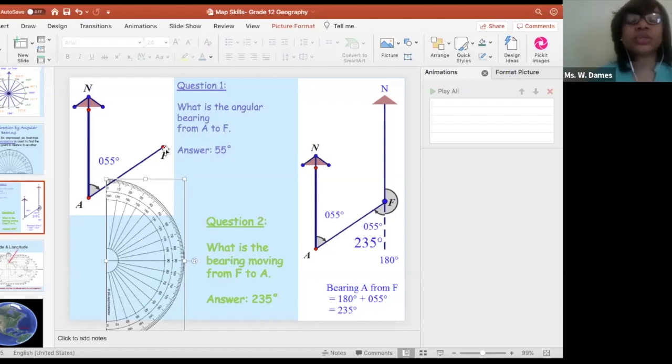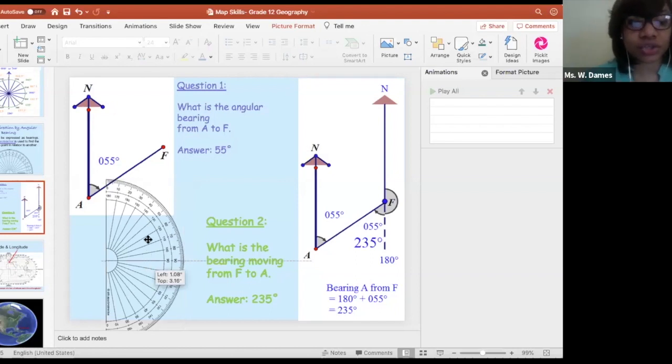Next, you want to be able to identify where you are moving from, and that is very important, because wherever you're moving from is going to be your north. Remember that. Here, you're moving from A, which is why they have the north line drawn at A. North is always going to be 0. Every time you start, north is your starting point.